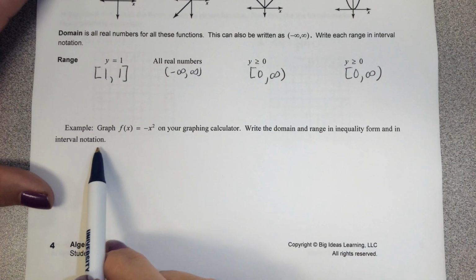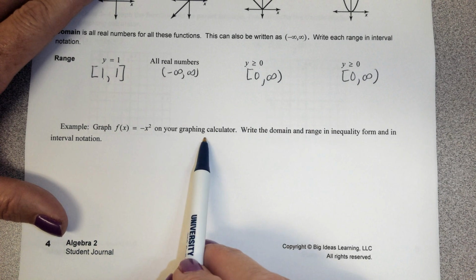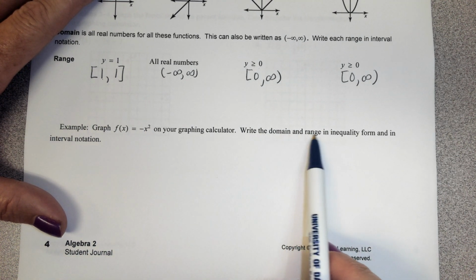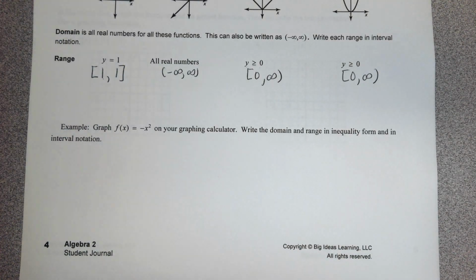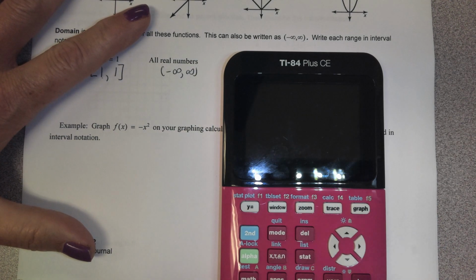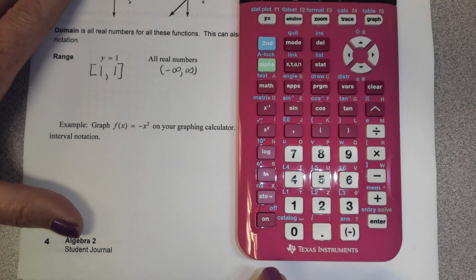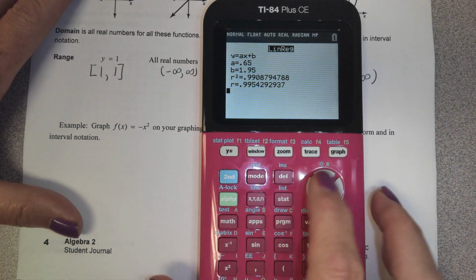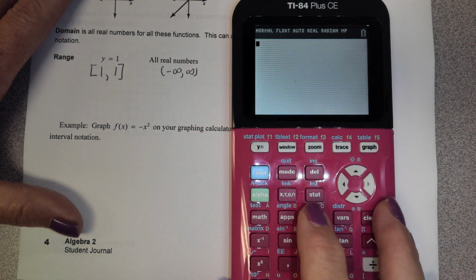Okay, so this example says to graph f of x equals negative x squared on your graphing calculator. Write the domain and range in inequality form and in interval notation. So, basic graphing on the calculator. First we want to turn it on. The on button is right there. We're going to clear everything out. Clear, clear, clear. Everything needs to be cleared out.